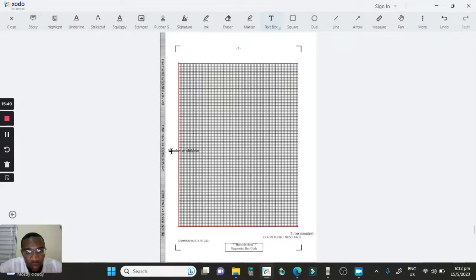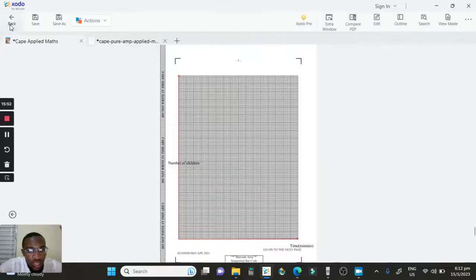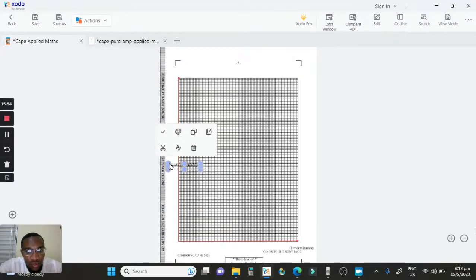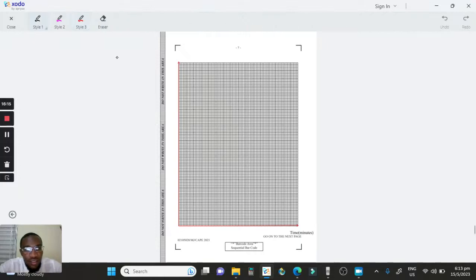Now don't worry, you're probably wondering about this. I'm going to rotate it. How do I rotate it? Well, actually, I don't know how to rotate it. So I'm just going to write cumulative frequency.